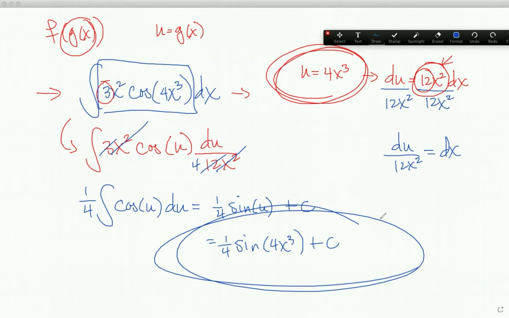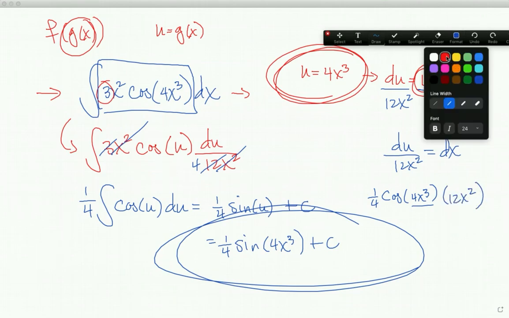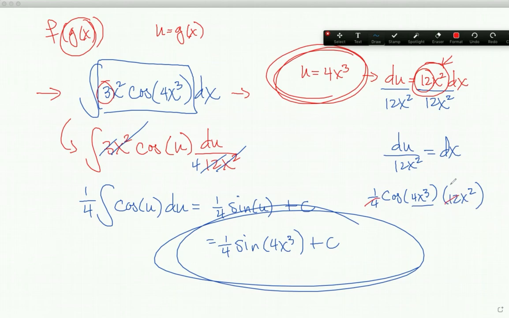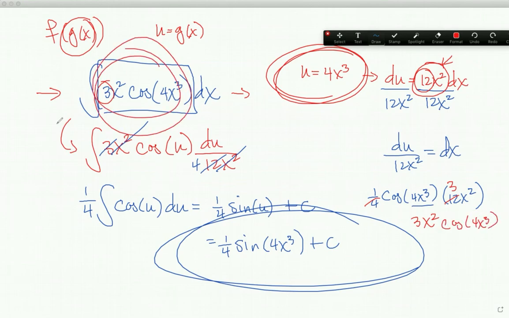We could do it. It would have been cosine 4x cubed, and then there's the 1/4, and chain rule would say multiply by the derivative of 4x cubed. That would be 12x squared, and when we simplify this 4 here and that 12 there turn into a 3, we get 3, and if we lead with that, 3x squared cos 4x cubed. That's exactly what's inside here. So there's that.